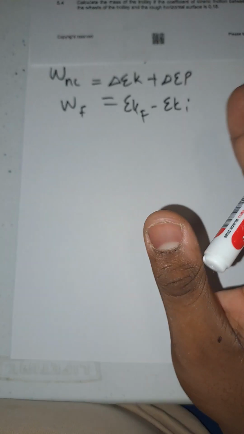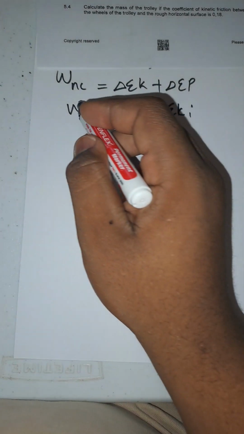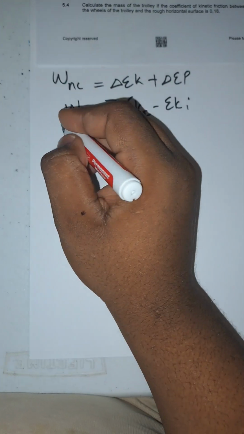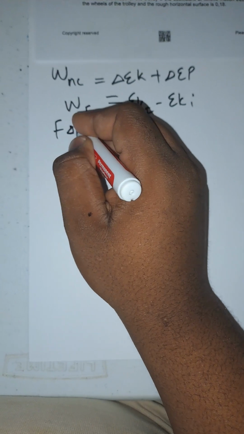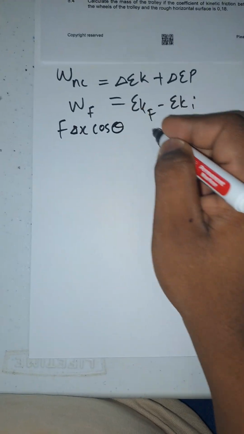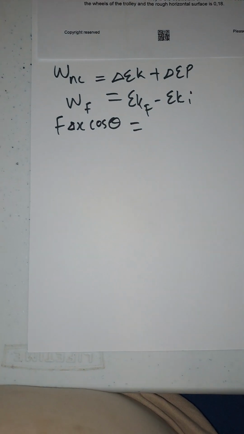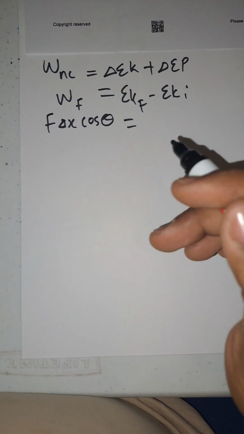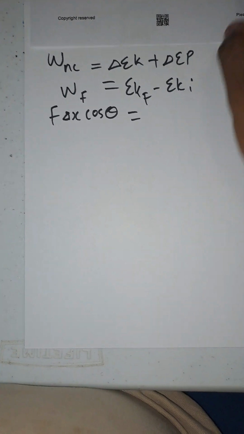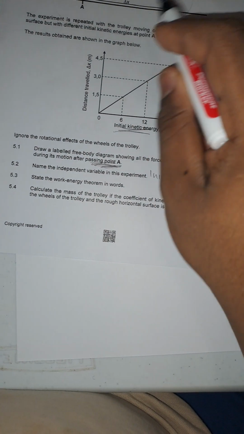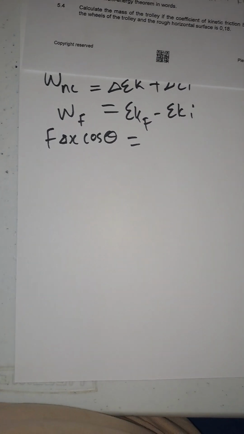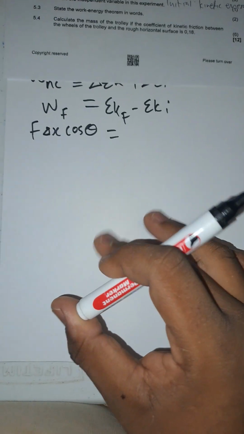And then when we are done, we are simply going to substitute. Since it is work done, it is simply going to be frictional force times delta x times cos theta, equals to. Now we are simply going to substitute. What is the kinetic energy final? You can choose between this point and that point, but I'm simply going to choose 6 and 1,5. You can choose the other points, it doesn't matter.